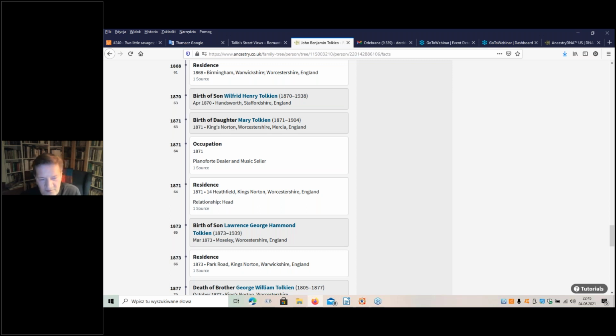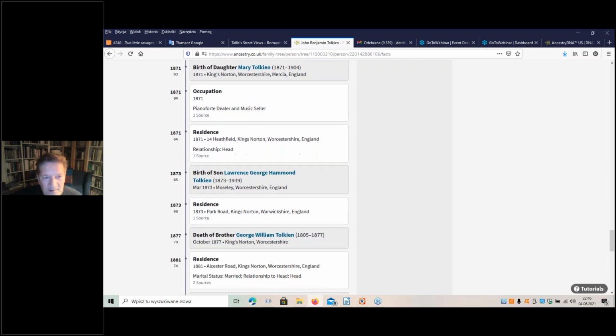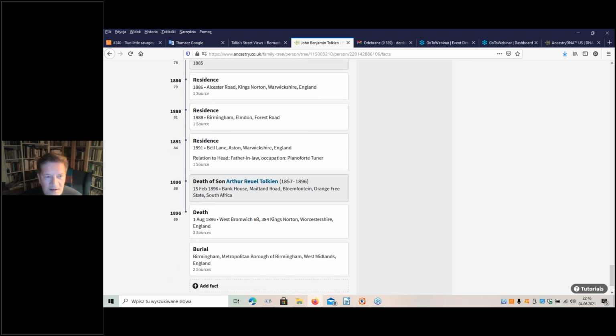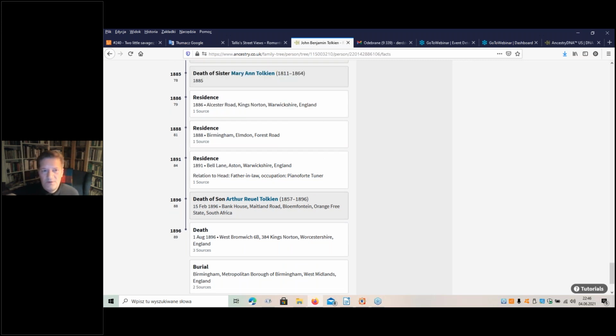Even the living daughter of J.R.R. Tolkien, Mrs. Priscilla Reuel Tolkien, and also younger people in this family, like my colleague Nicholas Reuel Tolkien, who cooperates with me in my genealogical research. So you can see here many residences. He changed a lot, and his death, after the death of his son Arthur in South Africa, was in West Bromwich, Kings Norton, Worcestershire, so Midlands, close to Birmingham.